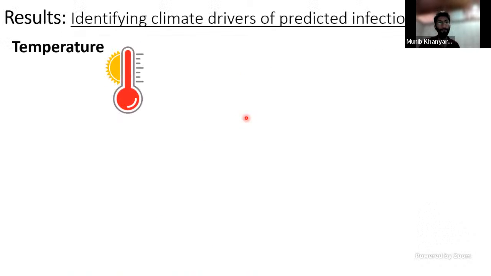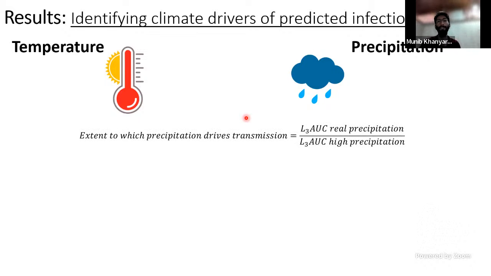And what might be done about it. So then we asked a little bit more to see which climatic cue might be more important for the herders to know that infection might rise. There is this quotient that we developed, which basically asks to what extent precipitation drives transmission over, let's say, temperature. Essentially, we looked at the infective larvae's area under the curve using actual precipitation data divided by the area under the curve of high precipitation data, or in other words, if precipitation was not a limiting factor.